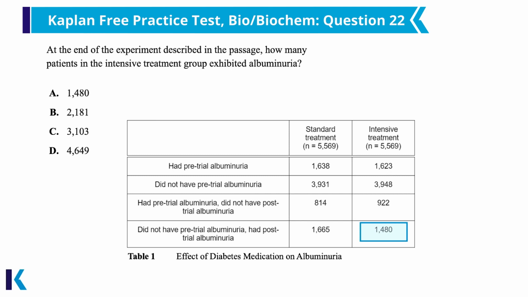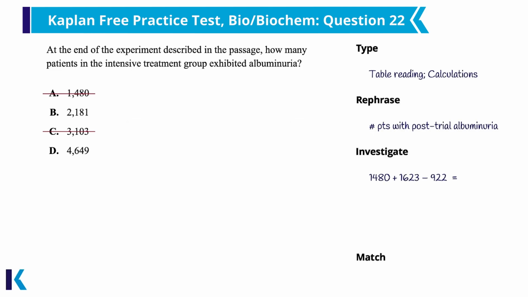Now, 1480 accounts for the patients that developed albuminuria, but it neglects the patients that had albuminuria to start with. Adding these two numbers gives us 3,103, the second trap answer. We also need to subtract the 922 patients whose albuminuria resolved throughout the course of treatment. So the math is shown on the right-hand side of the screen here, but there's no need to get out the scratch paper and start working through this calculation.